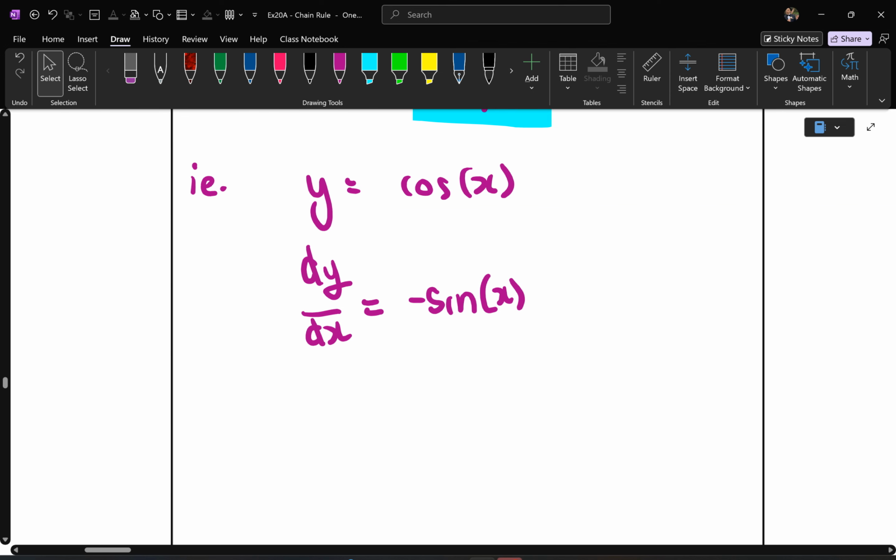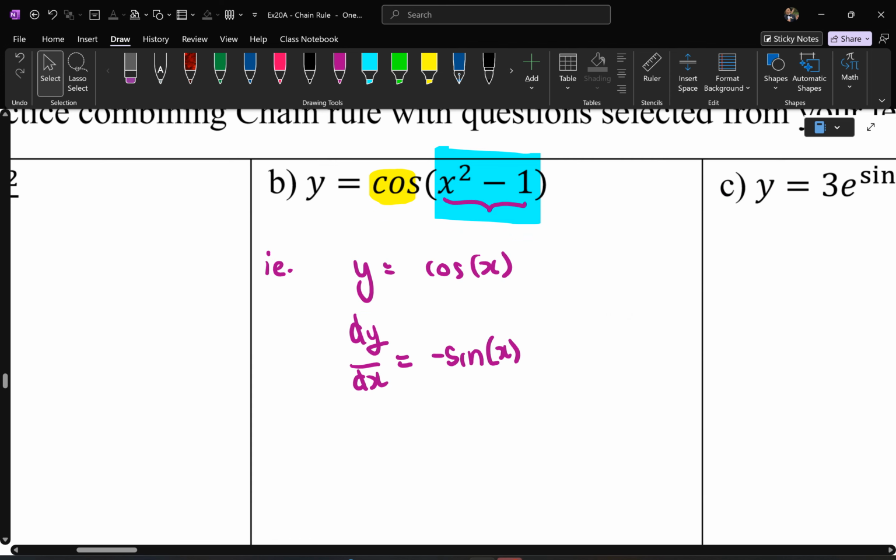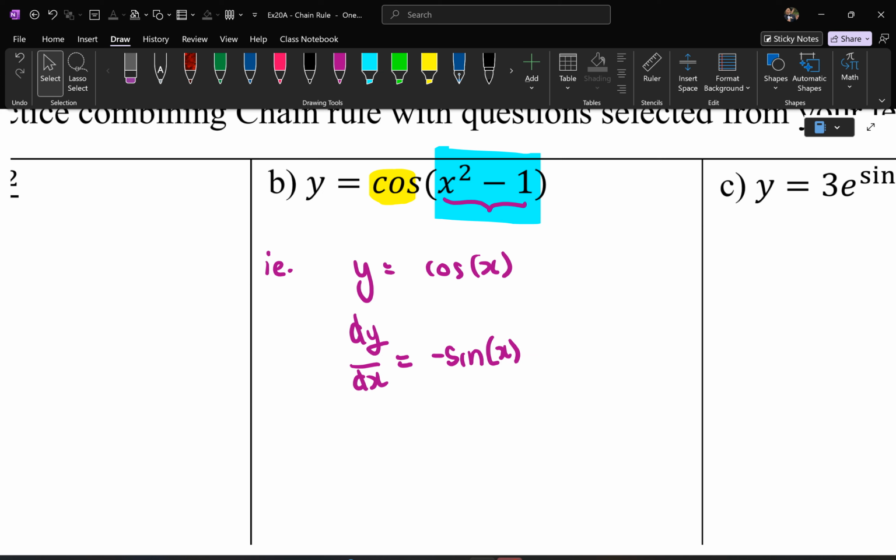But do I have cos of x? No, I don't. I have cos of x squared minus 1. That's the problem. This is where chain rule comes in. When you have a problem and you've almost got it there, you introduce a third variable to make your life easier. This is why I said chain rule is your bread and butter. If you don't know how to do chain rule, it's like not knowing your times tables and trying to do fractions. You need to know chain rule to do calculus.